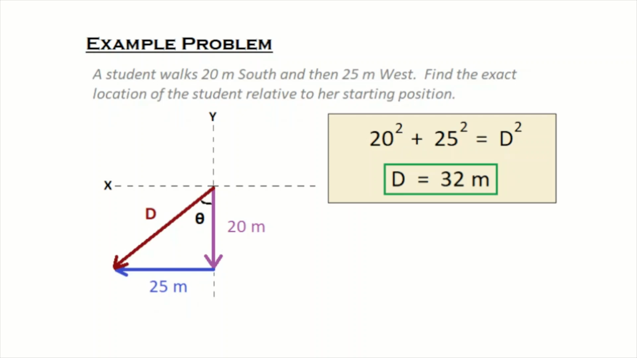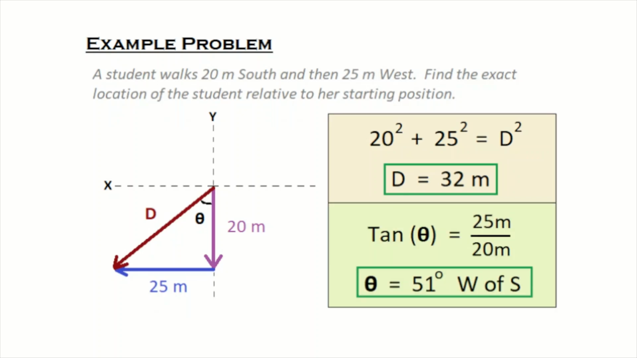First thing we want to do is try to find the magnitude. I have two sides of a right triangle. I'm trying to find the hypotenuse, so I'll use Pythagorean theorem, and I find that my magnitude is 32 meters. Next is to find direction. I'm going to use my trig functions, specifically tangent, because I know the opposite and adjacent sides. The answer comes out to 51 degrees, but because it touches south, I'm going to state this degree measurement as west of south. So the exact location of the student relative to their starting point is 32 meters at an angle of 51 degrees directed west of south.